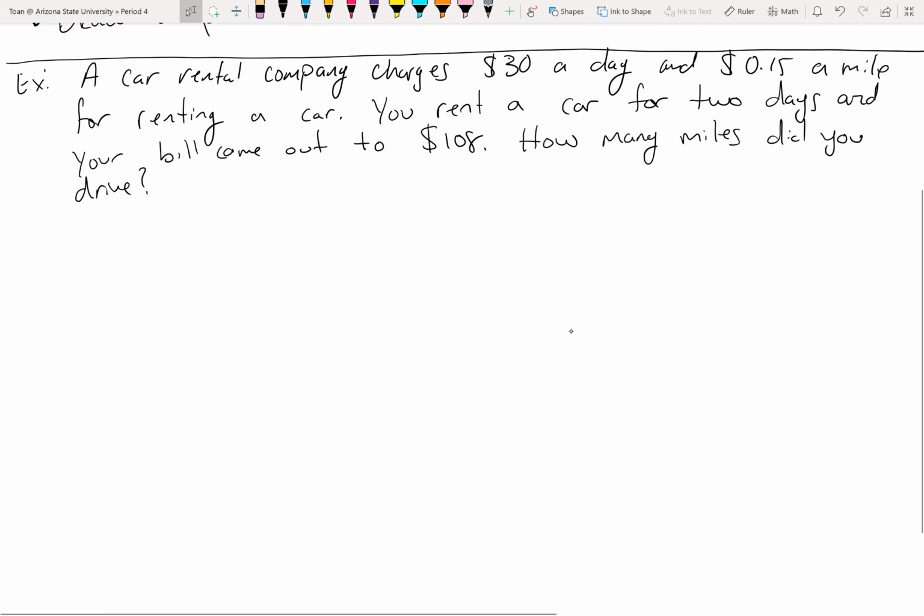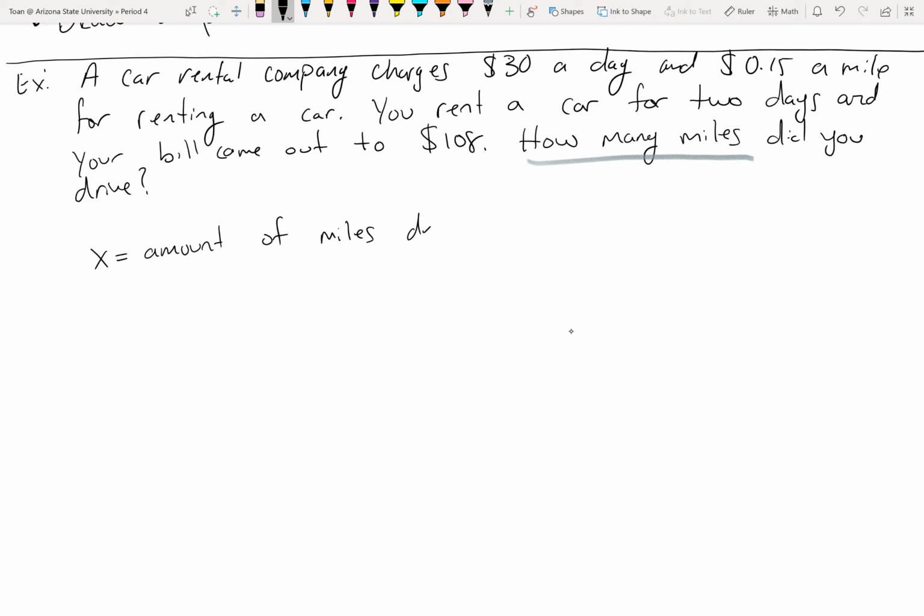So let's put these hints in action. The first thing I would do is scan the question and see what exactly it is asking me. And almost always it will be towards the end of the problem. So you scan the problem and it's asking how many miles did you drive. So that is precisely going to be what my variable is. I'm going to let my variable x equal, and you should probably be specific. Don't just say x equals miles. That doesn't really tell you much. So I'm going to write x equals the amount of miles driven.